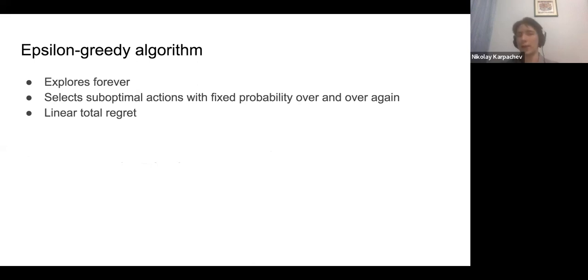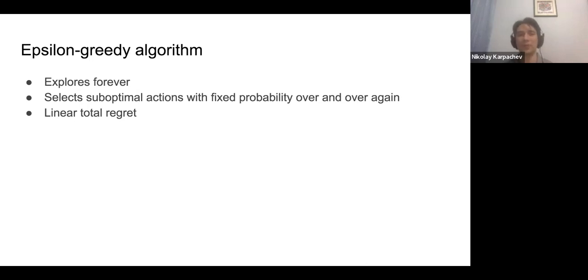It will eventually go to the right and see that on the right side there is much more profit, and it selects suboptimal actions with fixed probability over and over again. So it has some advantages, that it will never get stuck in the action that is not optimal, but it also has some disadvantages from this fact that it explores forever, because at some point we need to stop exploring because we know everything that we should know.